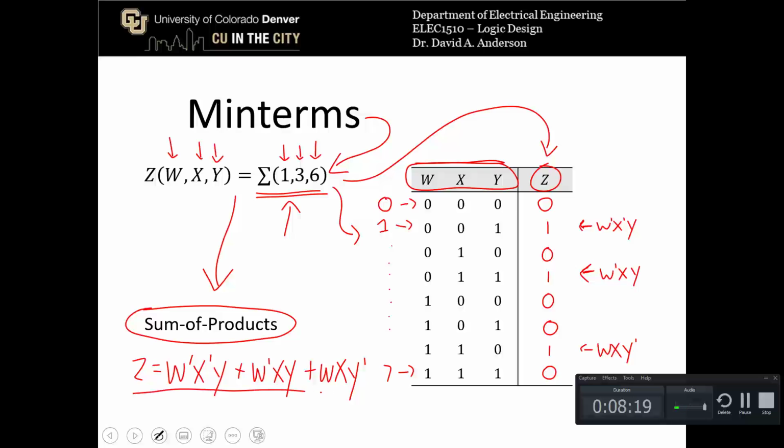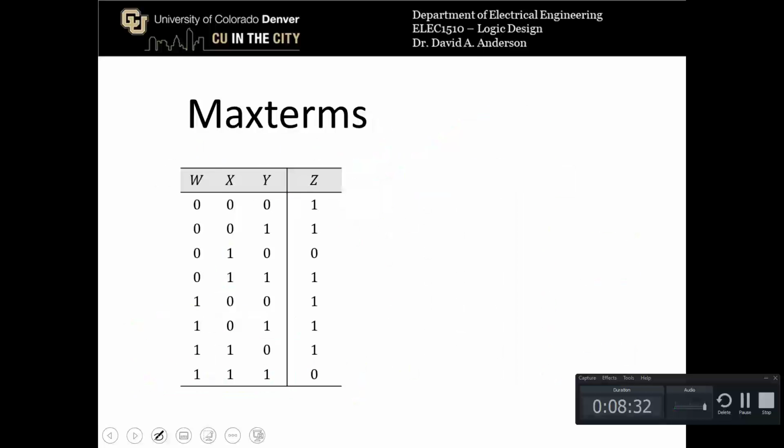And then this is the sum of products form. Again, it's not optimized, so this could be algebraically simplified somewhat, but if you're looking for the sum of products form or the minterm form, that is what it's going to look like for this function.